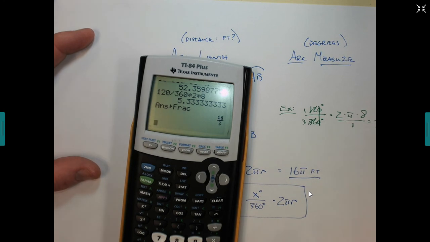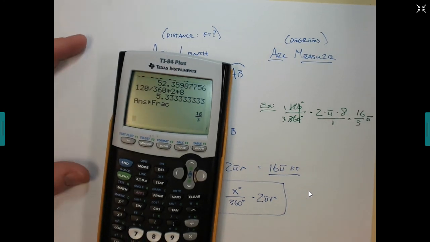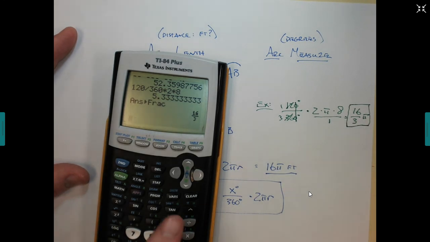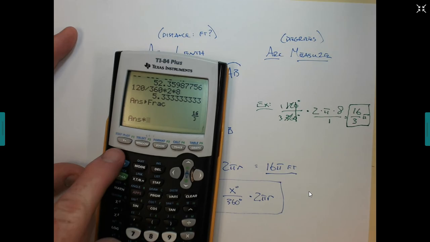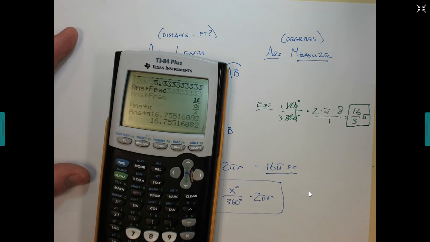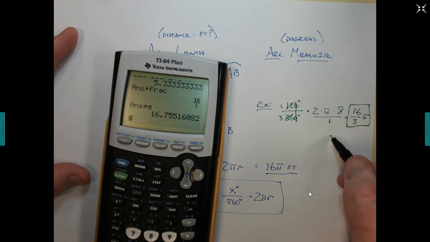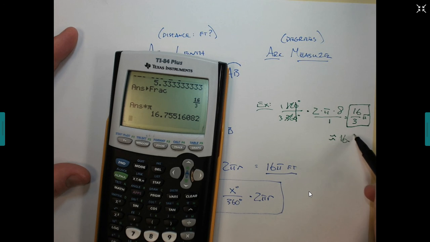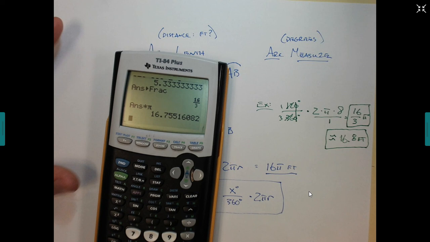And I didn't put pi. And this is how I leave my answer in terms of pi. 16 over 3 pi feet. Again, if I wanted to multiply and put pi in there, then I could come up with an approximate answer. If I round it to the tenths, this would be 16.8 feet. I wouldn't write pi next to it because pi is now inside of that number.